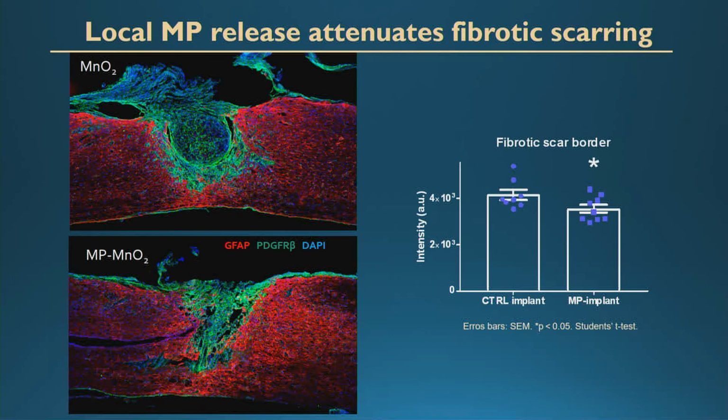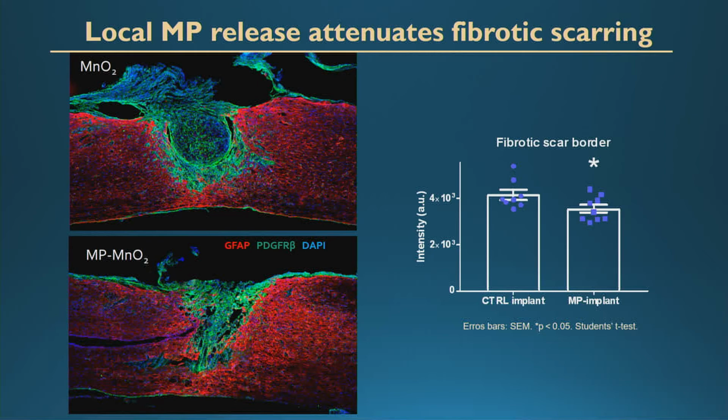So I have 2 sagittal sections of the spinal cords. On the top, you can see the group that had implantation of the scaffold only, and then below the material with the scaffold releasing methylprednisolone. In red, I have GFAP staining, so you are seeing astrocytes in red, and then we used PDGF receptor beta in green to label fibroblasts. So the most striking thing that we could observe was an attenuation of the fibrotic scar.